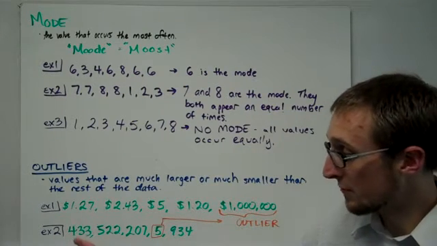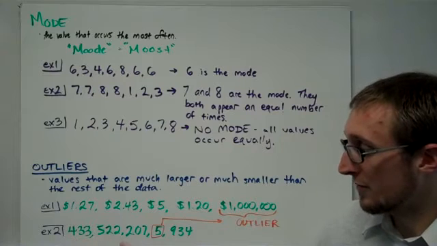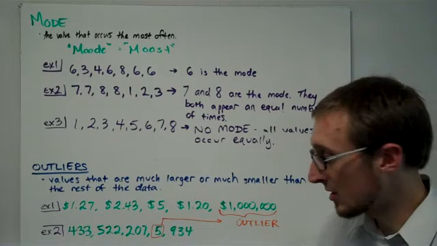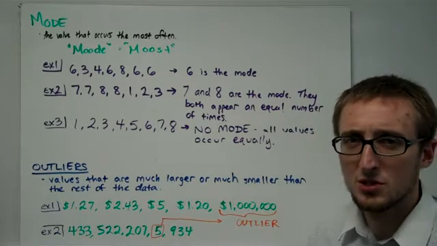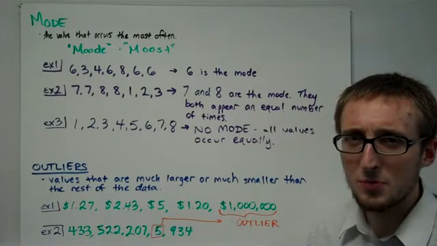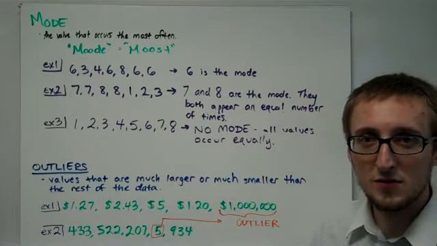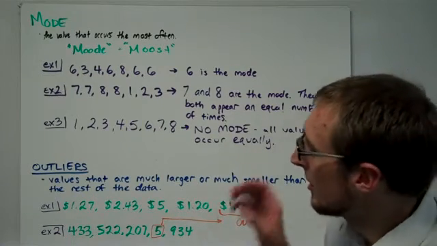That's way bigger than what we all have as far as money is concerned. Another example would be if I have random numbers like 433, 522, 207, 5, and then 937, this really small 5 would be considered an outlier because it's just way smaller than all the other numbers in the data set. So that's an outlier. Just think of it as kind of like the oddball.